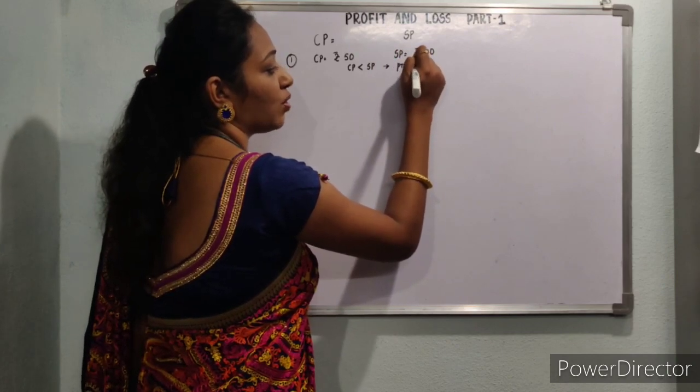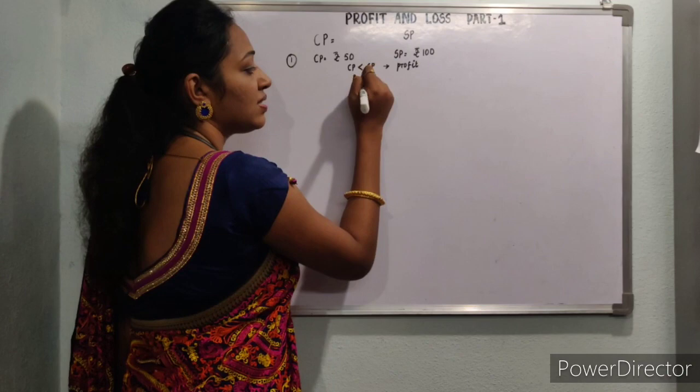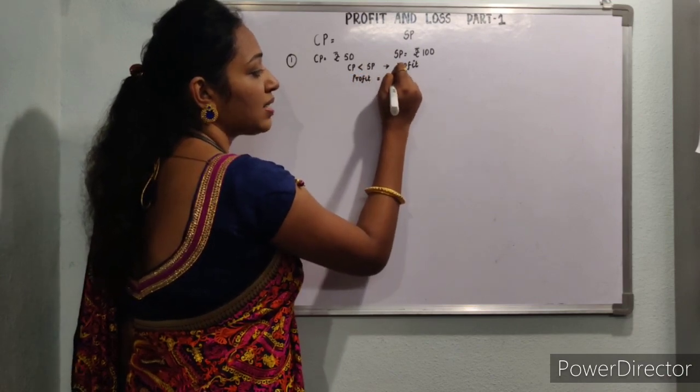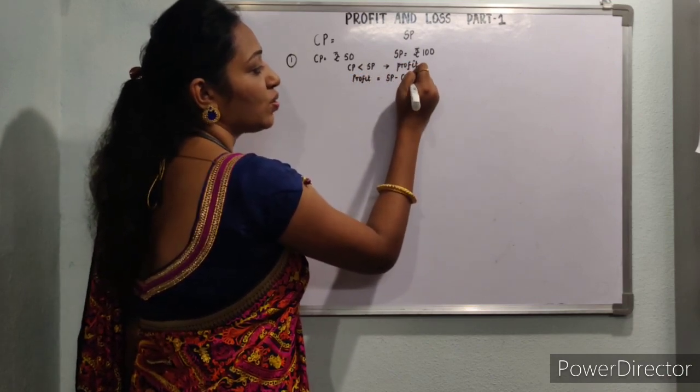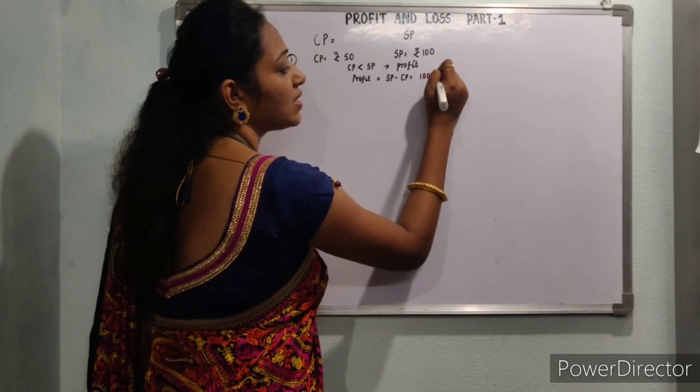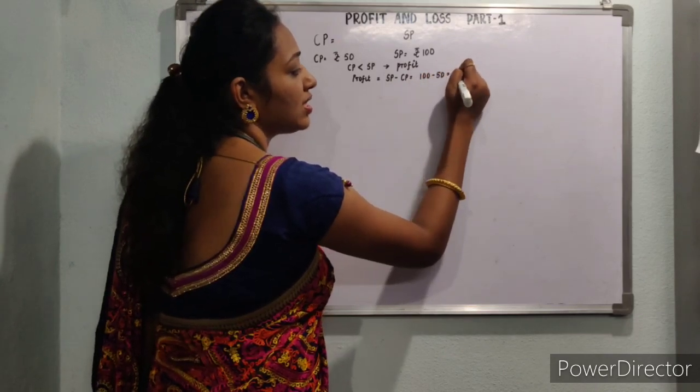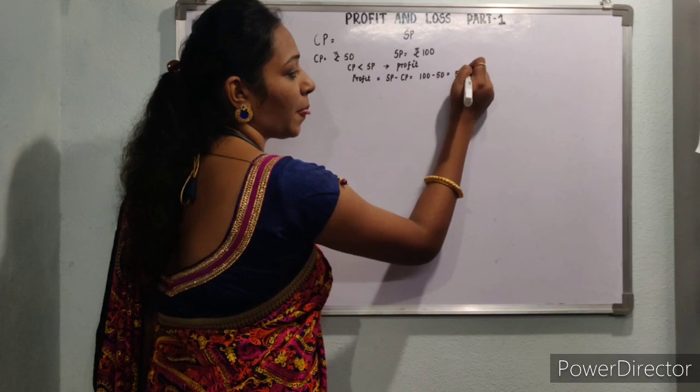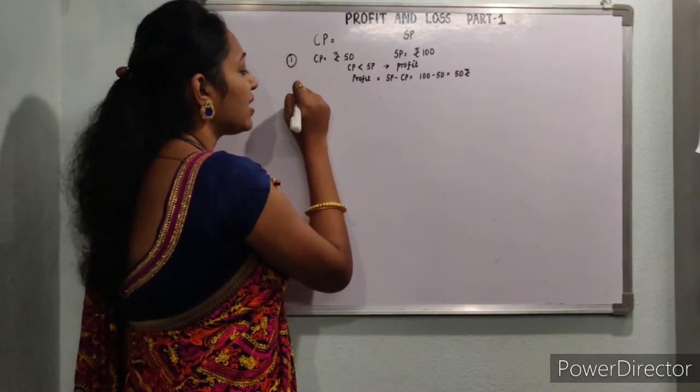So how to find the profit? So profit is selling price minus the cost price. So you'll get 100 minus 50. The profit is 50 rupees. Okay, so we'll take the second scenario.